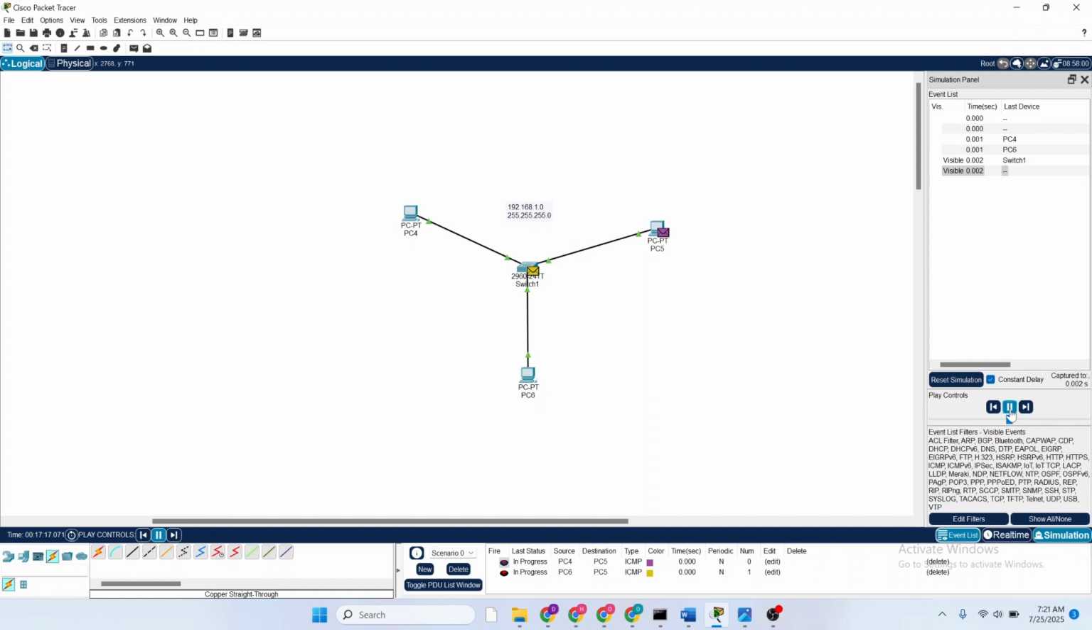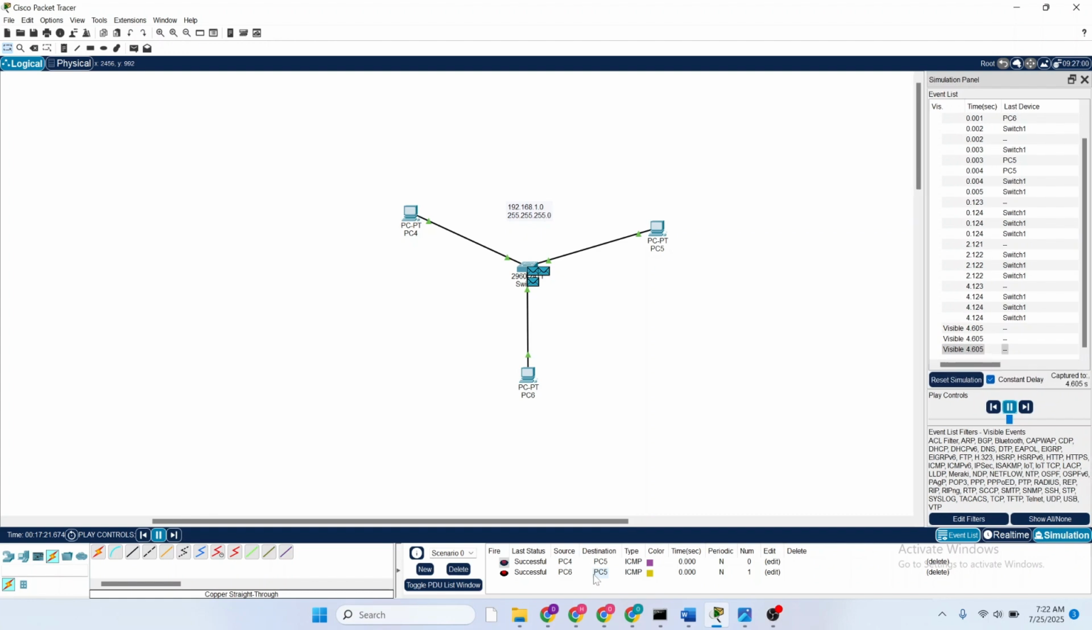Notice that there is no collision happening in real time compared to the hub network in Lab 3. The ping between PC4 and PC5 is successful, and the ping between PC6 and PC5 is also successful. So this shows you that switches operate in full duplex, while hubs operate in half duplex. That means in a hub network, one-way communication is allowed, but two-way communication is not allowed.